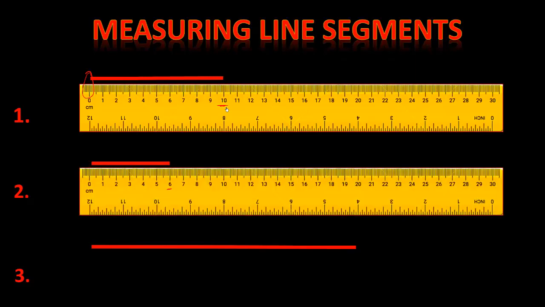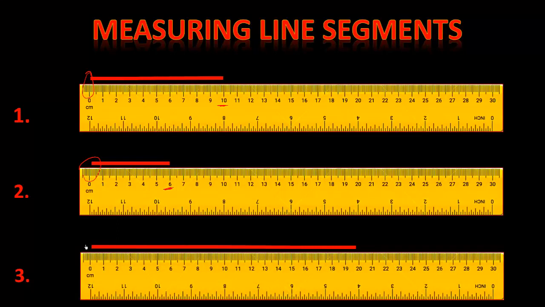For the second one, I have over here from 0 centimeters. From the left hand side, it's connected with 0 centimeters, and now it's ending at 6 centimeters, which means my line segment is 6 centimeters. For the third one, mine is starting from 0 and it's ending at 19.5. So that means this is 19.5 centimeters.